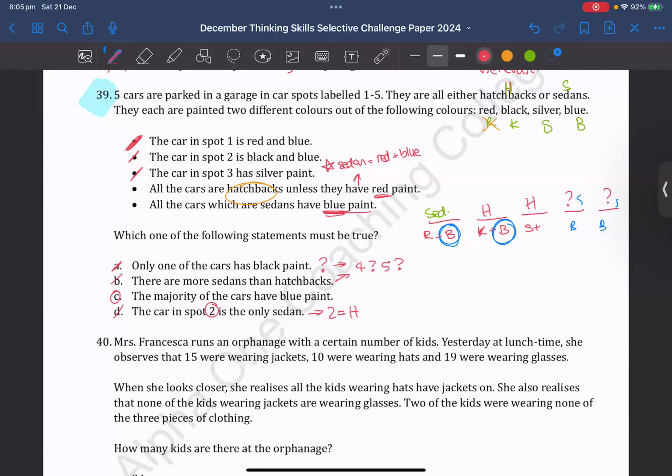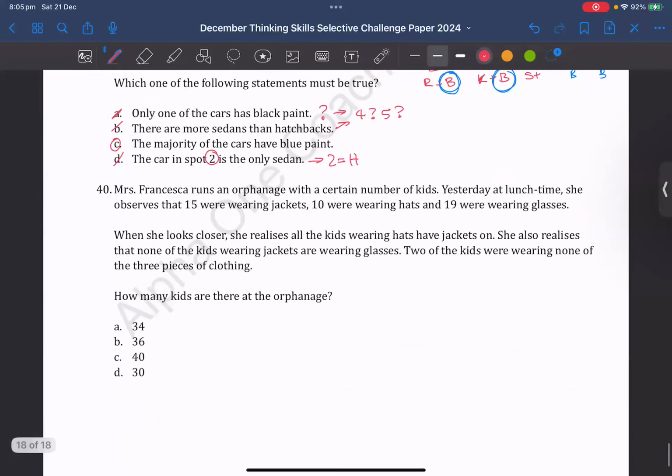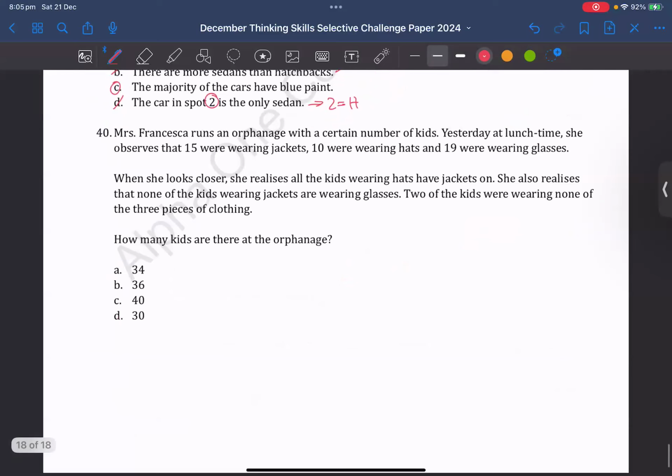Mrs. Francesca runs an orphanage with a certain number of kids. Yesterday at lunchtime, she observes that 15 were wearing jackets, 10 were wearing hats, and 19 were wearing glasses. When she looks closer, she realizes all the kids wearing hats have jackets on. She also realizes that none of the kids wearing jackets are wearing glasses.